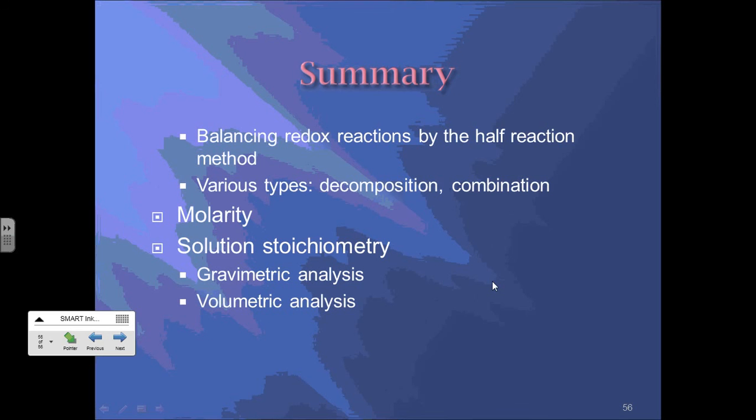We've talked about a few types of reaction, which consist of combination and other types of reactions. We've also discussed molarity. And finally, we've concluded with our discussion on solution stoichiometry as it relates to gravimetric analysis and volumetric analysis. That will complete our lesson today.